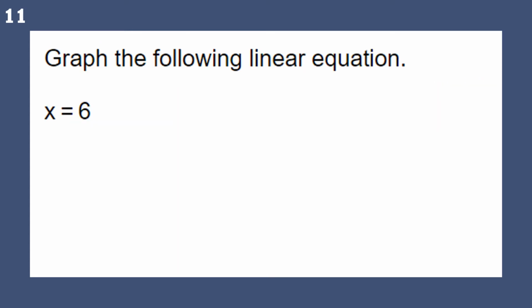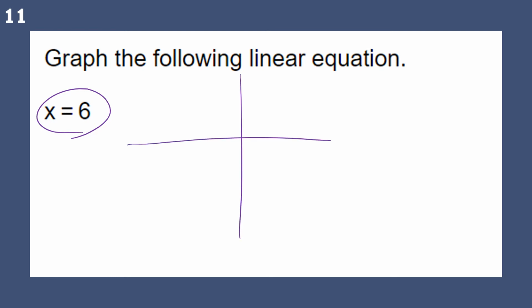Graph the following function. This function is kind of funny to look at because it's not a y equals, it's an x equals. So this is actually going to be a function where every point on that line is at x equals 6. Okay, so all of my points on my line have the same x value. This is a vertical line at x equals 6. All vertical lines are going to be x equals, and all horizontal lines are going to be y equals.